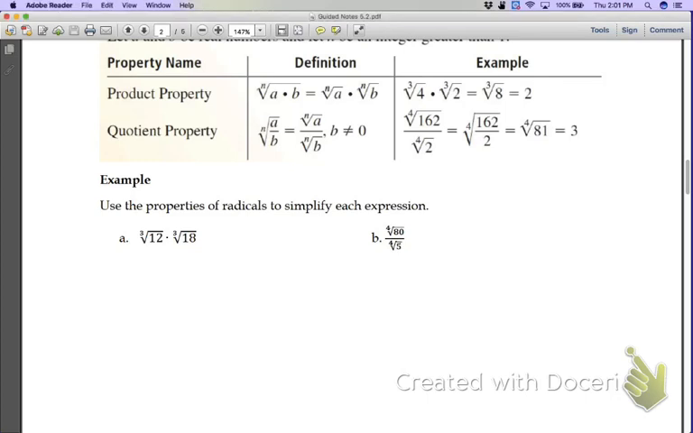The original way of combining them, if they are underneath the same radical, then you can multiply those together. So if I have the cube root, I can take 12 and I can take 18 and I can multiply those two together. Well, 12 times 18 is 216. Okay, and I'll have the cube root of 216.